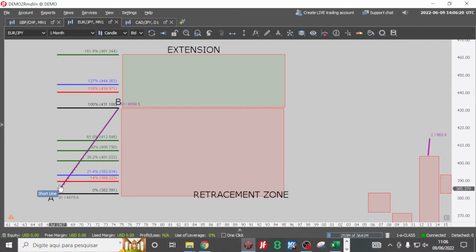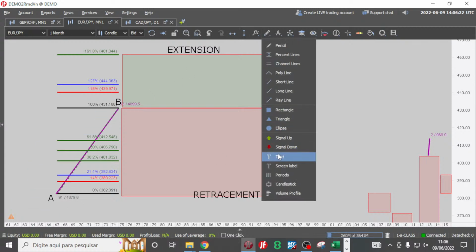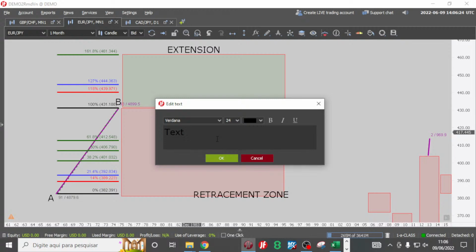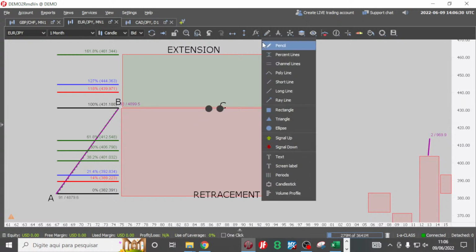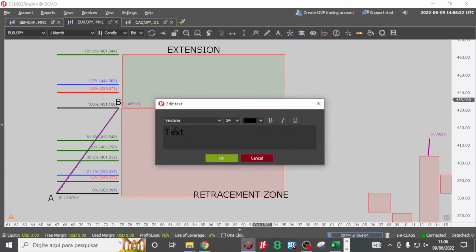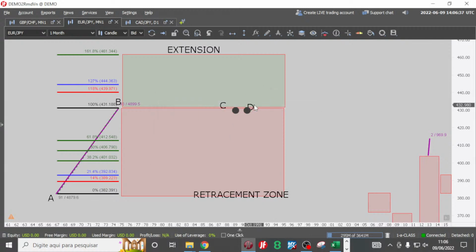So we have the A, we have the B, and today we are going to talk about the C. What is the C in an up Fibonacci, everybody? And then we are going to talk about the D. Okay, those are the black and white non-negotiable rules.